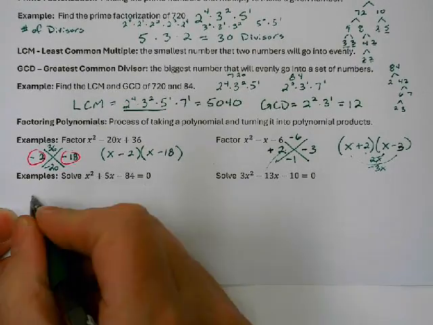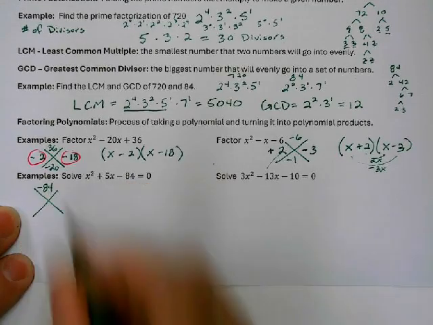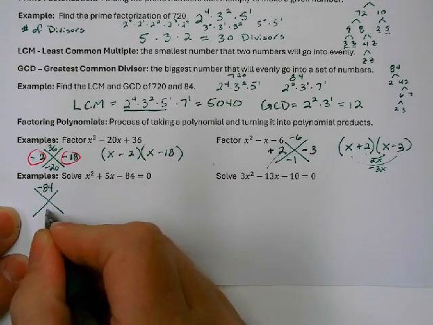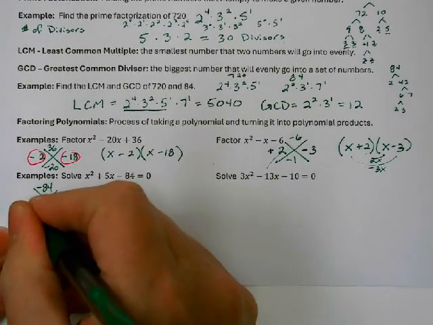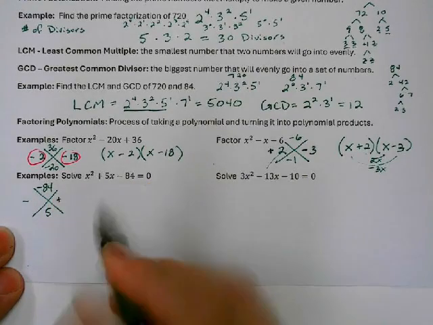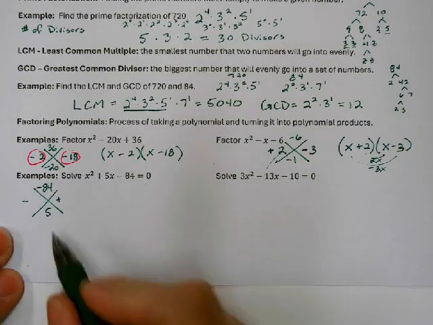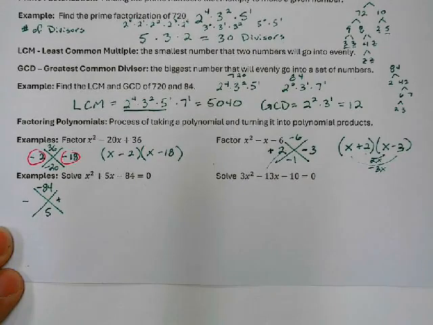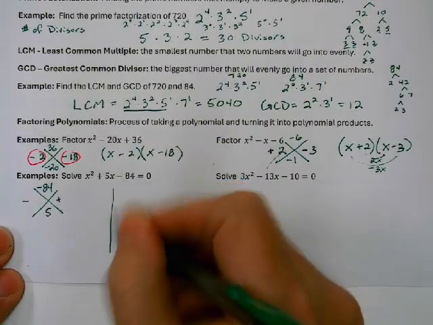I need something that multiplies to give me negative 84, but adds to give me 5. So I need a smaller number that's negative and a bigger number that's positive. That's the only way to multiply and give me negative 84, but add to give me 5. So I'd start with 1. 1 and 84, that's not it. Then 2. You can make a table of numbers here. So 1 and 84.